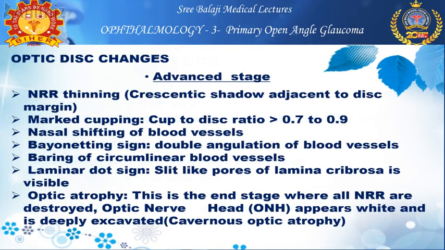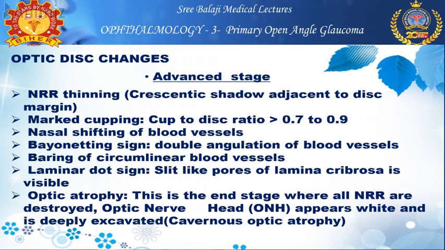In advanced stages, the optic disc changes become very obvious so that it is easier to diagnose POAG. The NRR thinning is very profound and there is marked cupping with a cup disc ratio greater than 0.7 to 0.9. There is nasal shifting of blood vessels. Bayoneting sign is seen, which is double angulation of the blood vessels at the edge of the disc. There is bearing of circumlinear blood vessels due to loss of NRR and the blood vessels appear to hang in midair. Laminar dot sign is nothing but slit-like pores of lamina cribrosa becoming visible due to axonal loss.